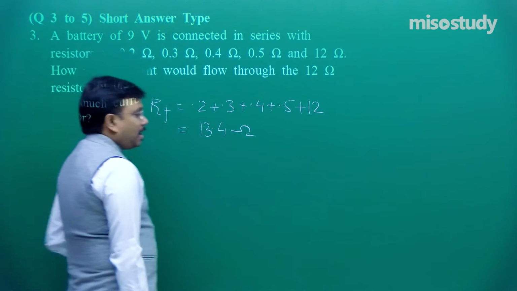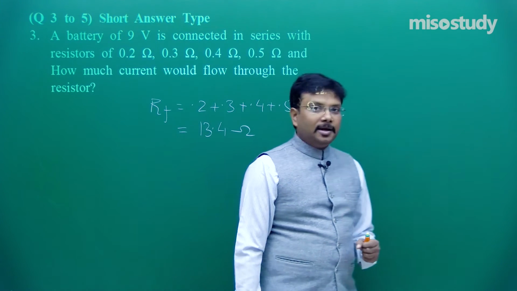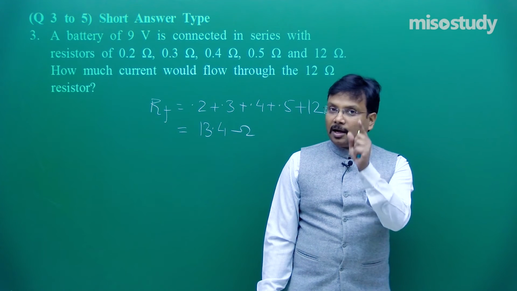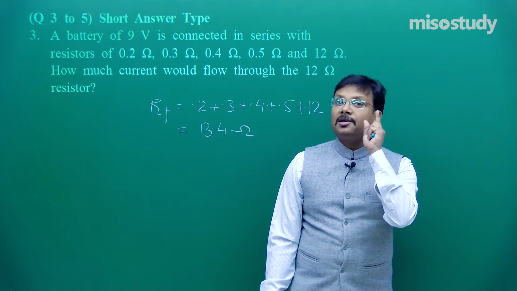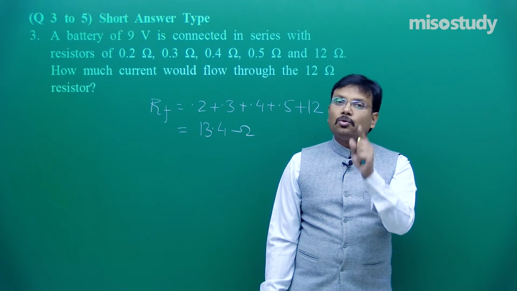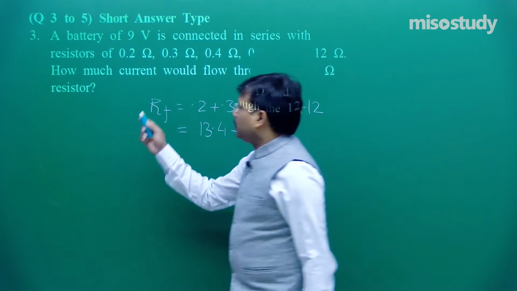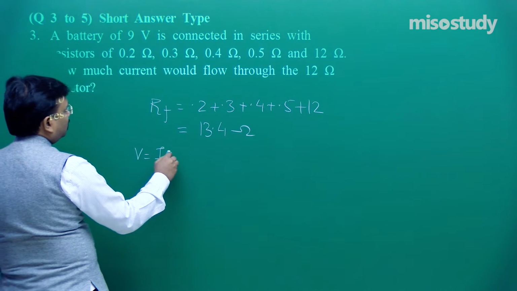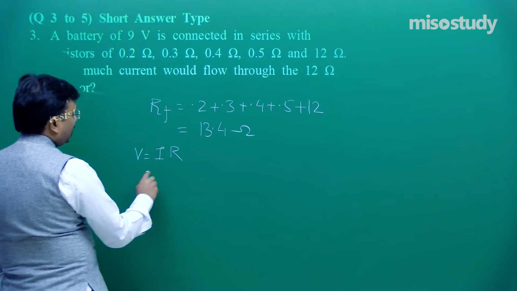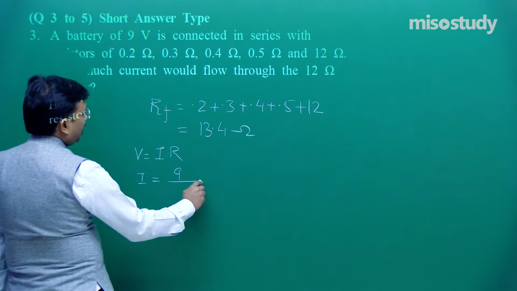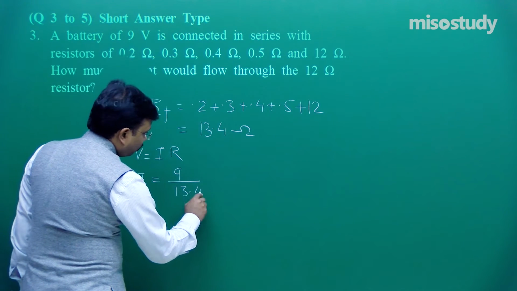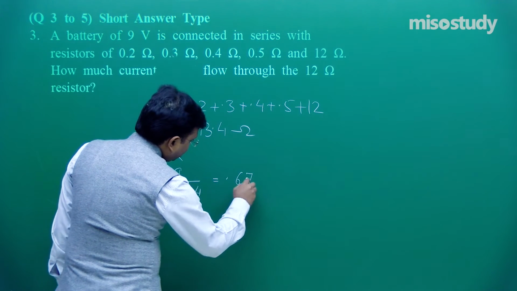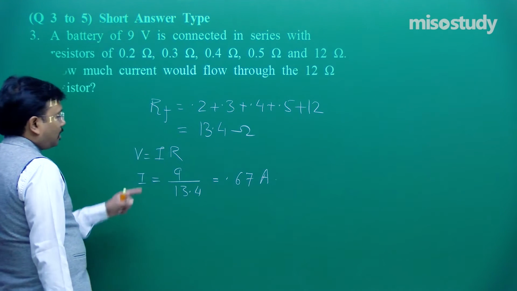Now, current, as you know, already I explained, good amount of time I devoted on this aspect. In series combination, current through all resistors is the same. So, therefore, the current, using V is equal to IR, I is equal to 9 upon 13.4, fine. So, when you solve this you will get 0.67 ampere as the current.